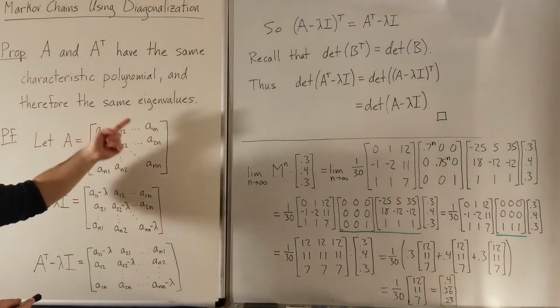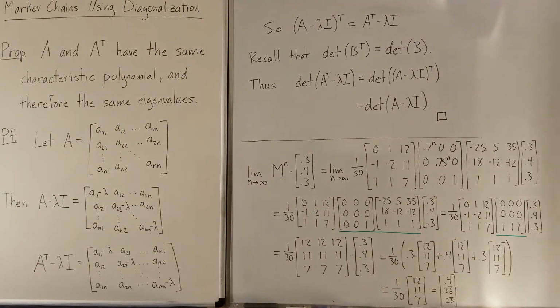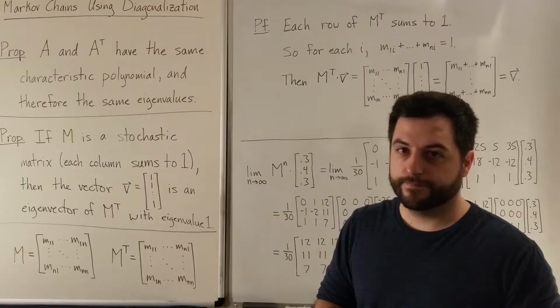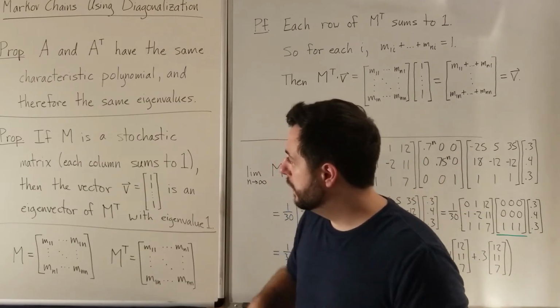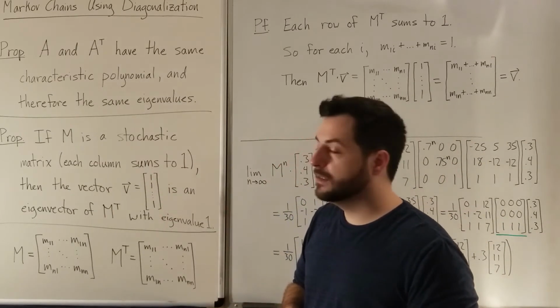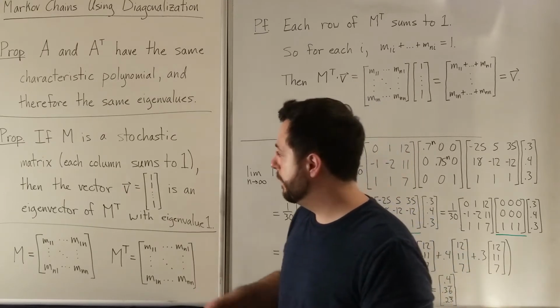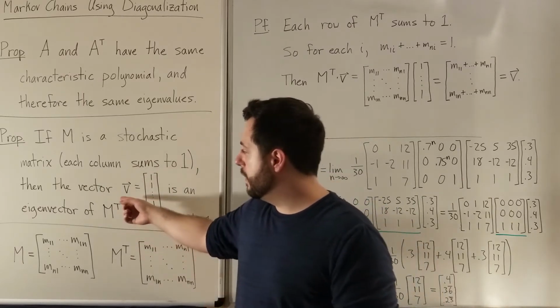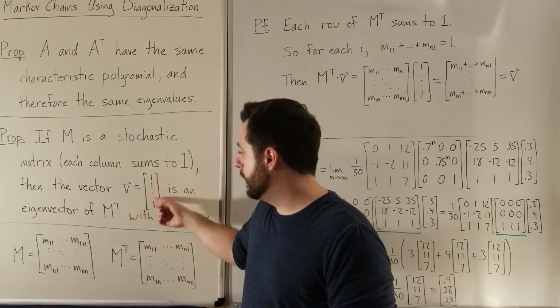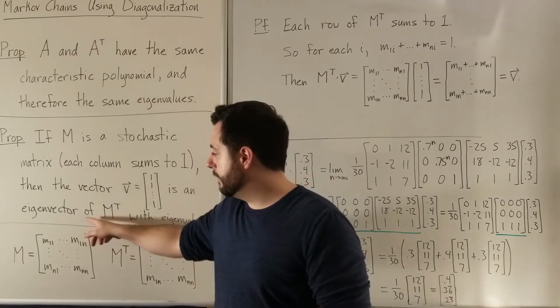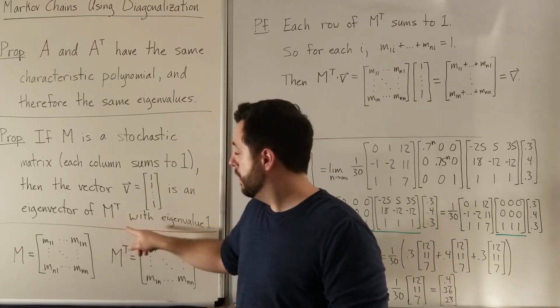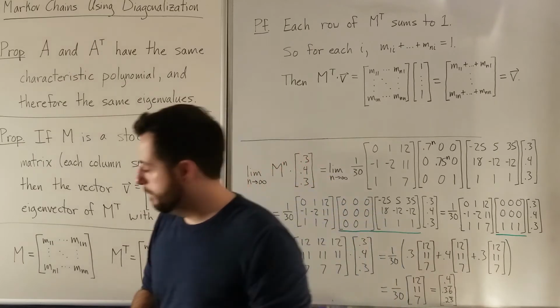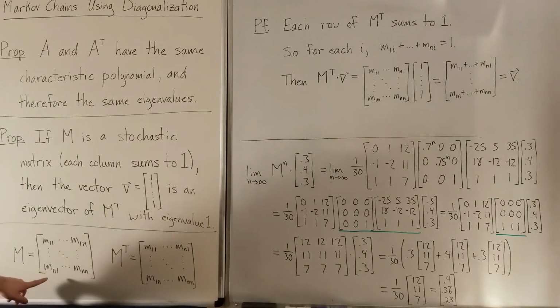Therefore, A and A transpose must have the same eigenvalues because they must have the exact same roots of their characteristic polynomial. Now we have this proposition here. If M is a stochastic matrix, like any Markov matrix would be, stochastic, remember, means that each column sums to 1, then this vector that's made up of all ones is an eigenvector of the transpose of M with eigenvalue 1.